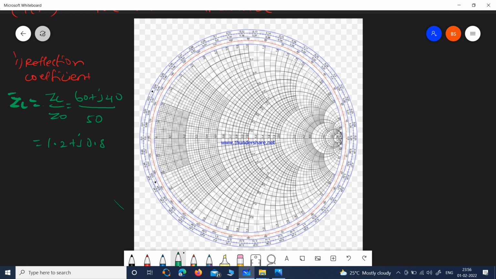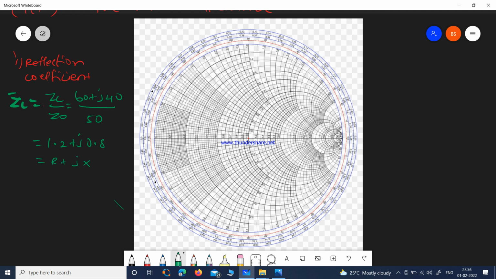So now, as I already told, we have found the normalized load impedance, which is the ratio of load impedance and characteristic impedance. We got 1.2 plus J0.8. Now we come to know that it's an inductive reactance because it's a plus. If it is minus, it is a capacitive reactance. Now we need to plot this. As I said, it's in the form of R plus Jx.